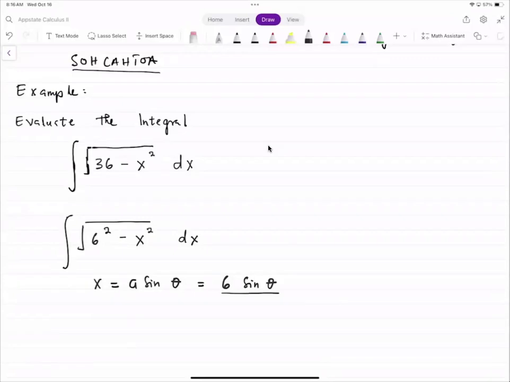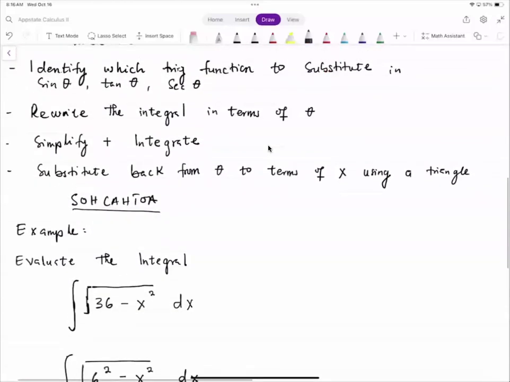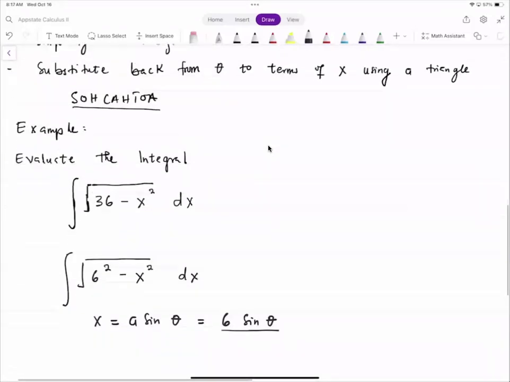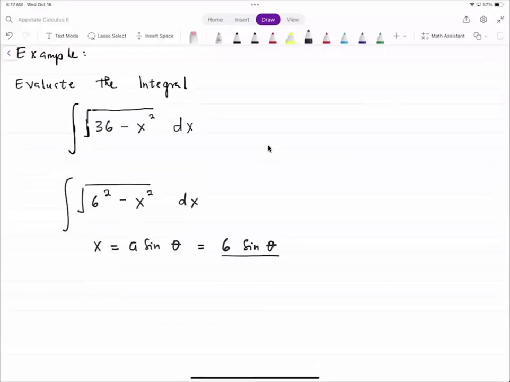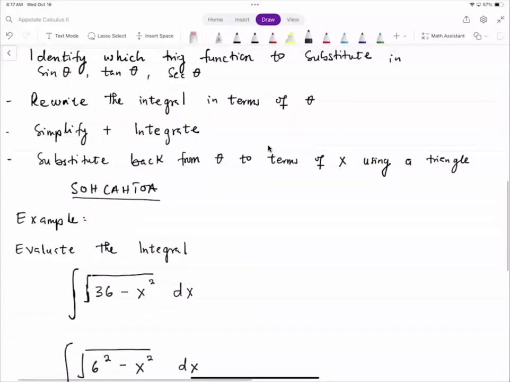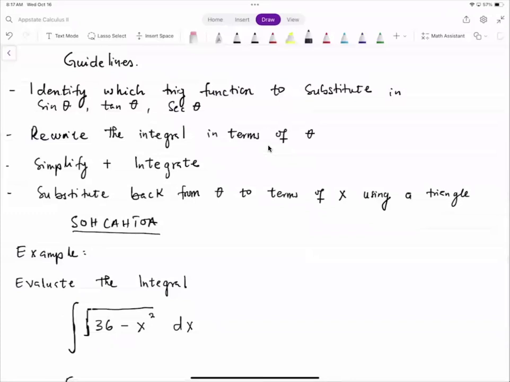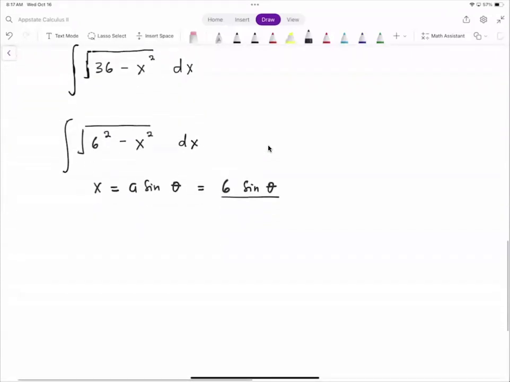Okay, let's proceed. The guideline says that we should be able to identify which trig function to substitute. In this expression, we've been able to identify the trig function. So we are going to use x to represent 6 sine of theta. The next one says that we should rewrite the integral in terms of theta. How do we do that?